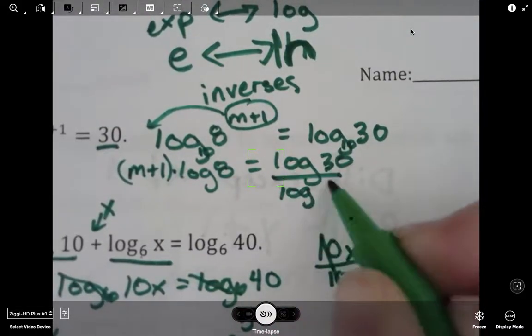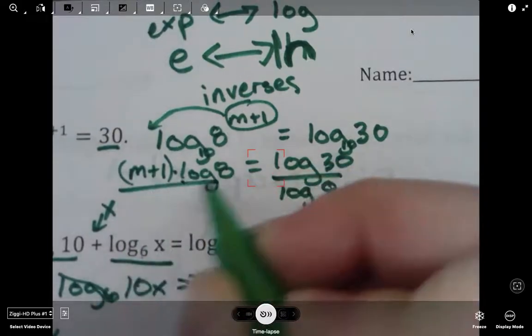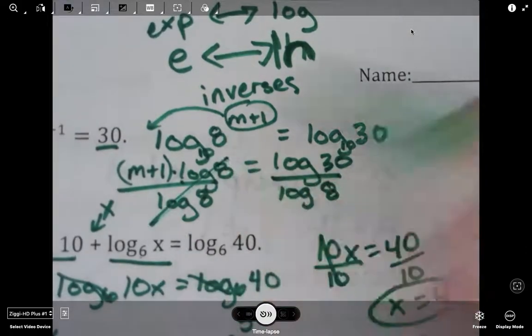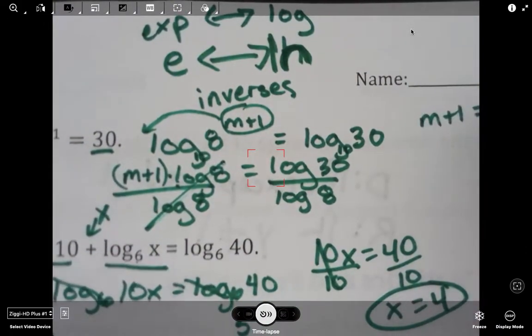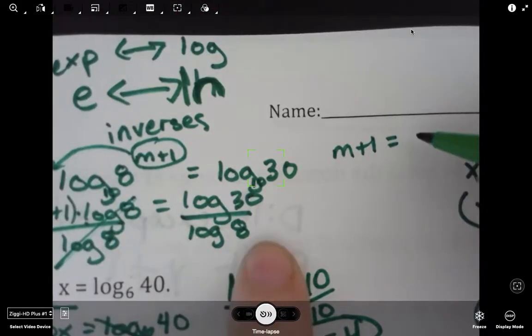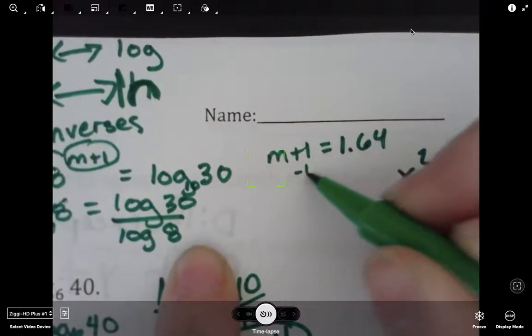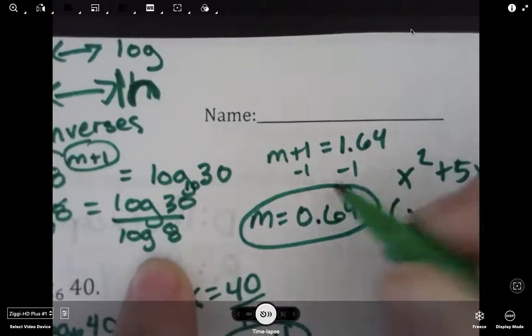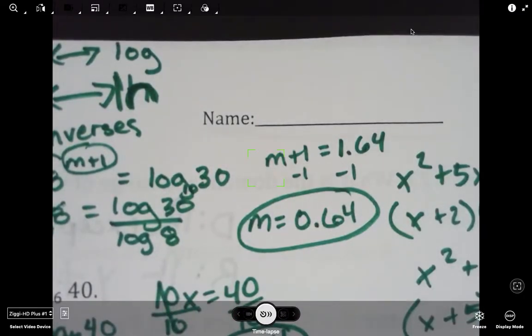Divide by log 8. Okay, so M plus 1 equals, what is log 30 divided by log 8? 1.64. Okay, and then what? Minus 1. So M equals 0.64. Yep, are we done with that? Great, that's it.